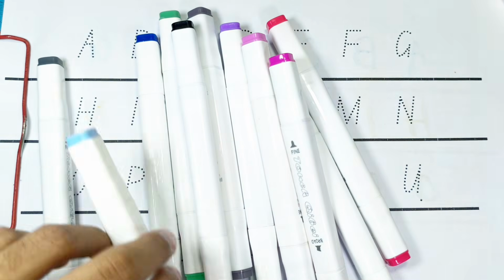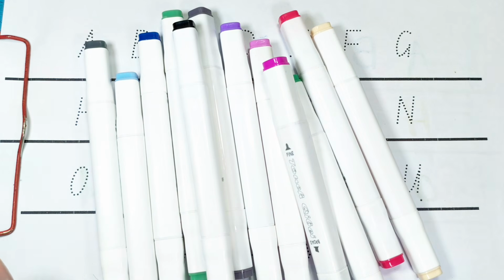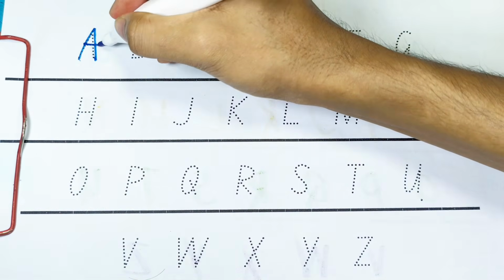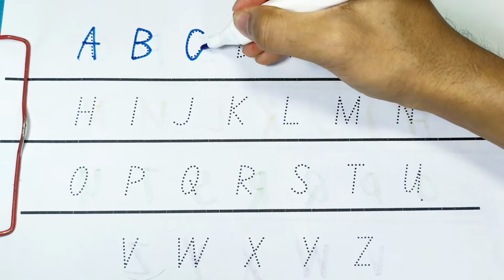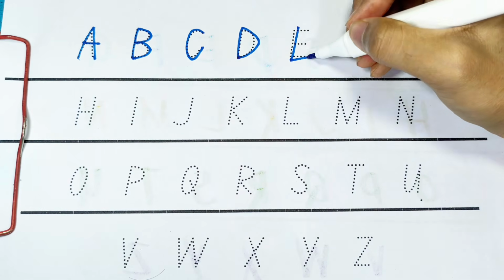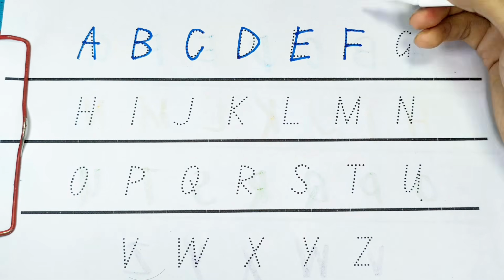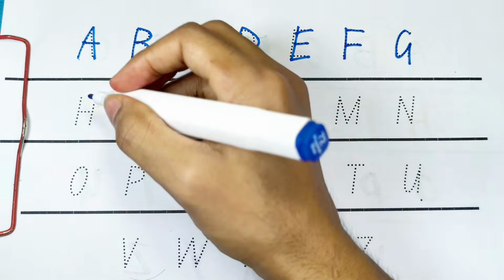Today we're writing capital letter alphabets A to Z. Stay with us. Now we're writing capital letter alphabets A to Z. Persian blue color. A. B. C. D. E. F. G. The next one is H.